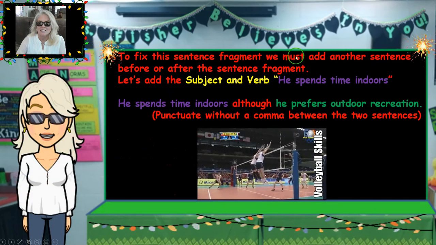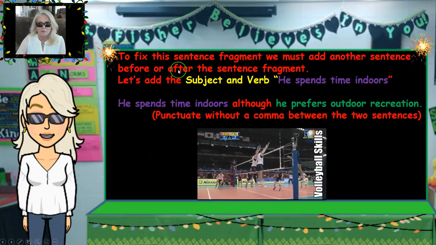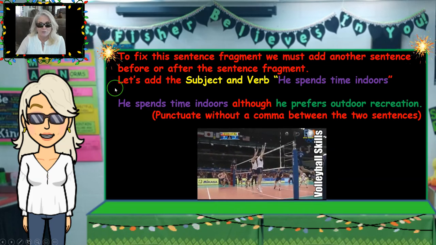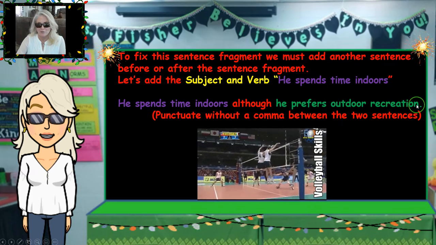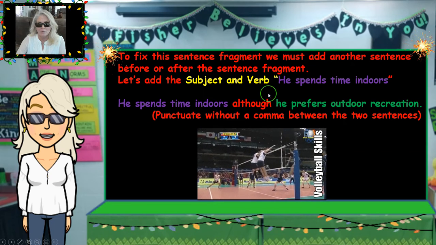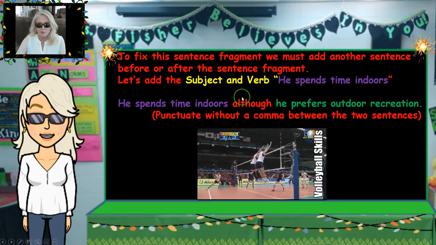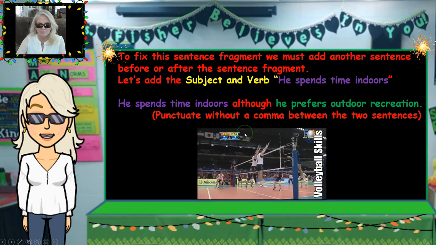To fix the sentence fragment, you can add another sentence before or after. So here if we added it after, he spends time indoors although he prefers outdoor recreation. In this case, we see the although acts as the comma and we don't put a comma.